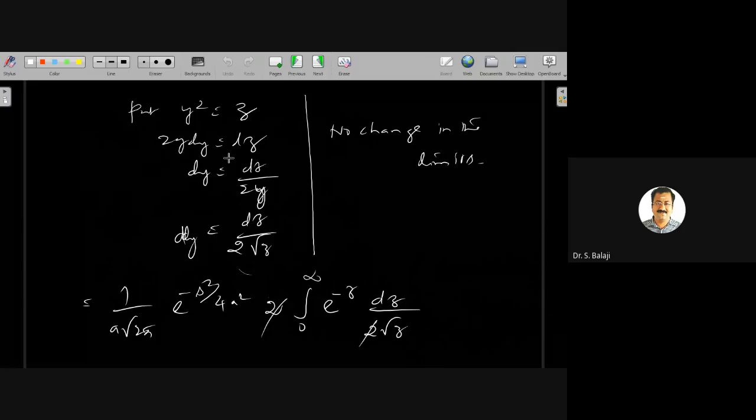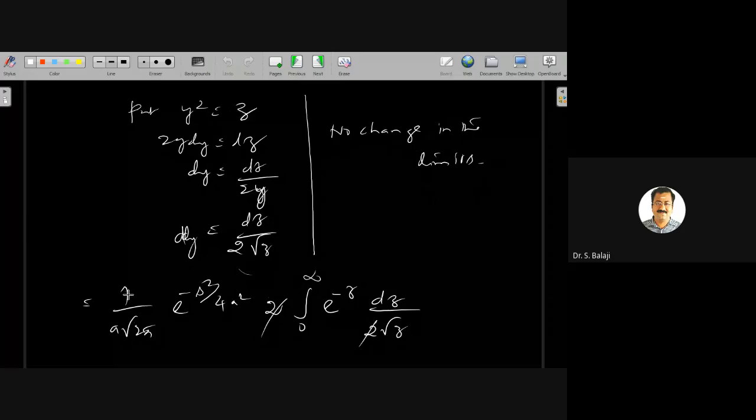Then 2y dy is equal to dz. Then dy becomes dz by 2y. And y is root z. So now dy comes purely in terms of z: dy is equal to dz by 2 root z. No change in the limits, because when y is 0, z is 0, and when y is infinity, z is infinity.